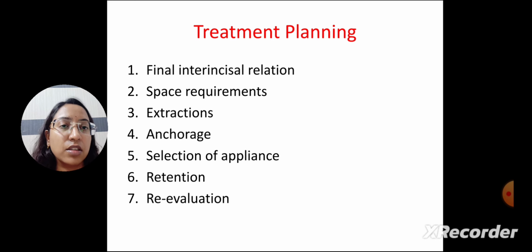Then the planning should also include the selection of appliance. Then we have to plan the retention. We already know what kind of malocclusion it is and what is the stability of the correction that we are doing. Depending on that, we have to plan the retention and periodically reevaluate whatever treatment plan we have started.